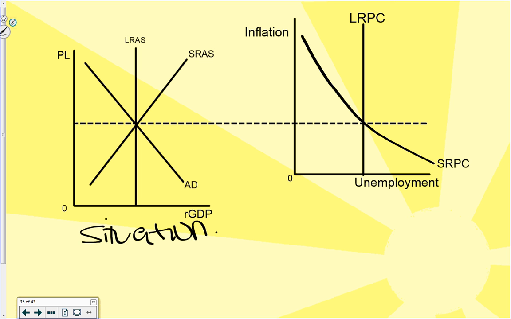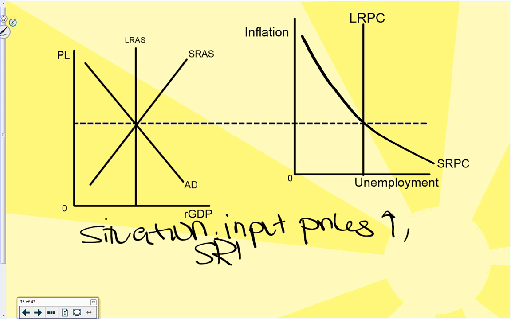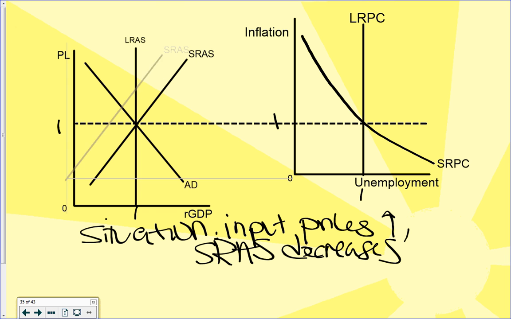Situation. Mitchell, give me a situation that would shift aggregate supply to the left. Love it. Great. Input prices go up. Input prices go up, short run aggregate supply decreases because of it, and shifts to the left. Let's do it. We were at 1, 1, and 1. Short run aggregate supply is going to decrease and shift to the left.